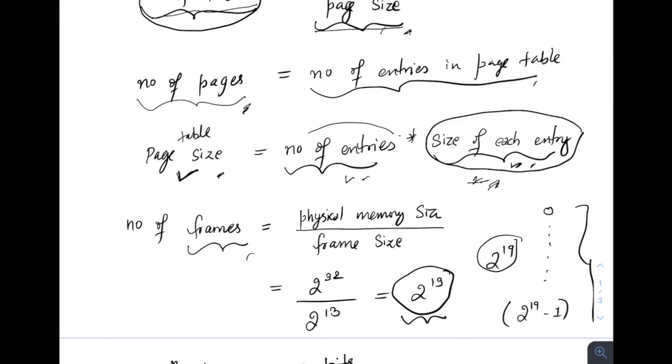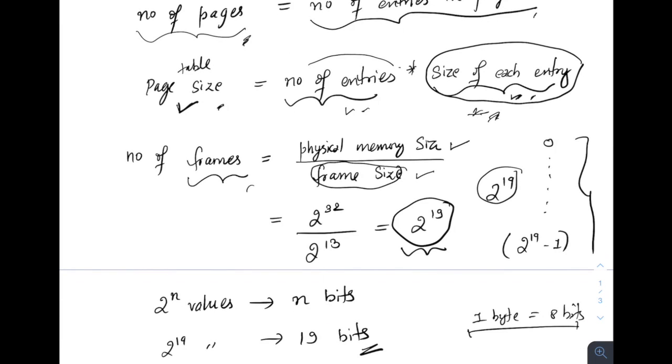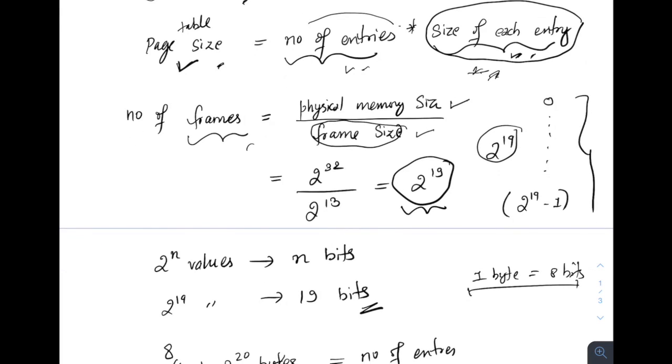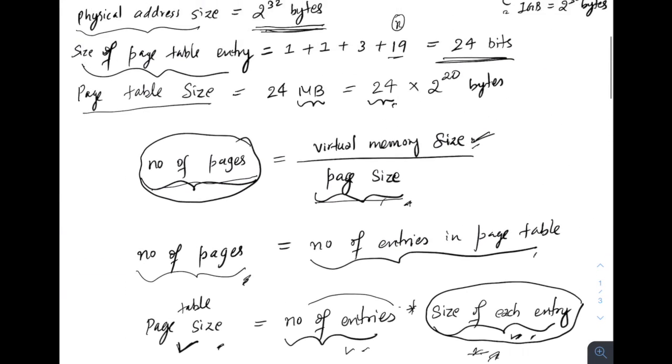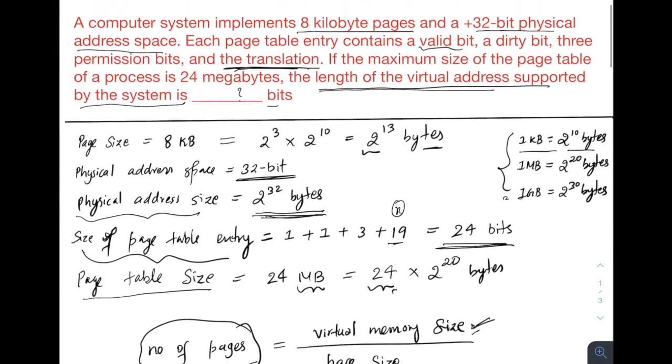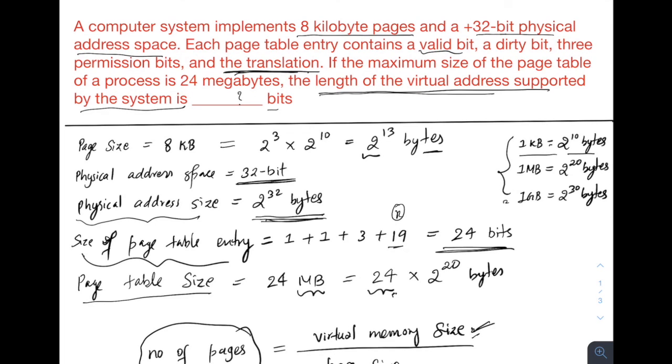Now from this, I know the number of frames, because I know the physical address space, and I know the frame size, which is equal to the page size. From this I know the number of frames. Once I know the number of frames, I can also know how many bits are required to store this many frame numbers. Once I know this, I can substitute that in the size of the page table. Now I got this, I can keep on substituting and find the answer, right? So you have to think this way to solve these types of problems. That's all for this video, and I hope you understood the concept well. If you have any doubts, do comment. Thank you.